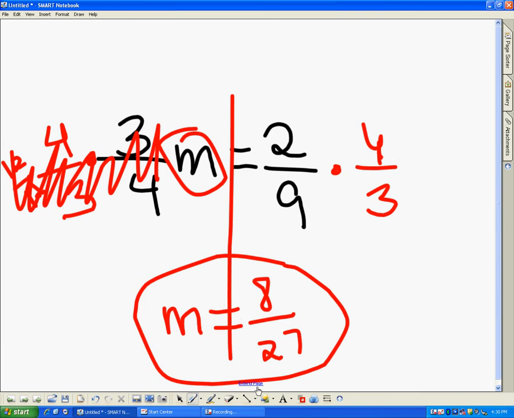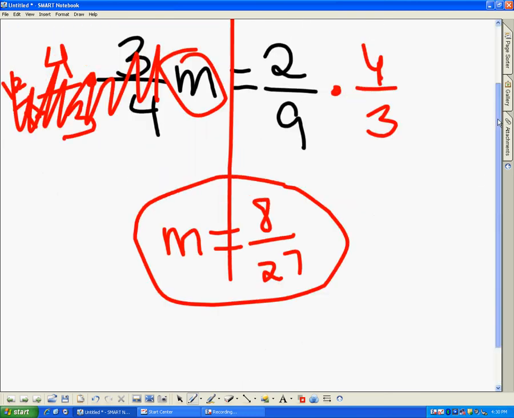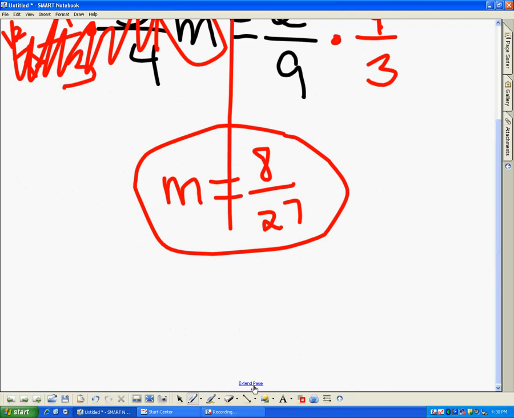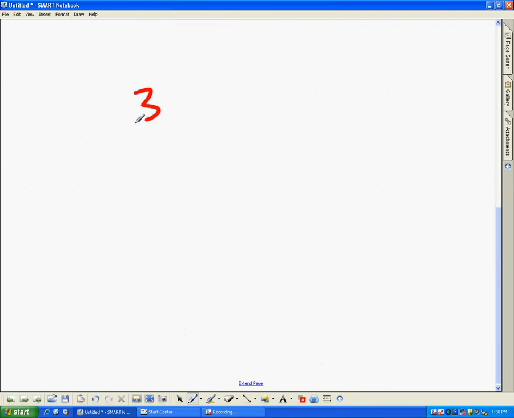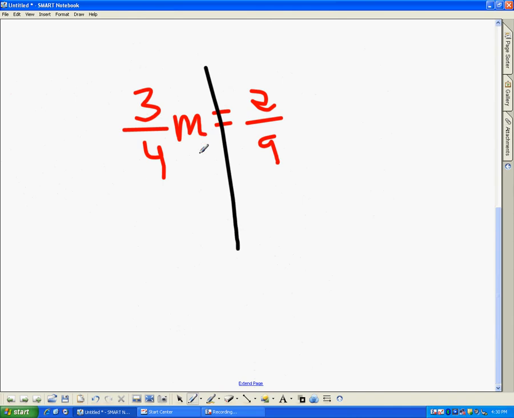If you prefer to think of it the other way, let's see, the problem was 3/4 m equals 2/9. So let me try another way. Okay, so if I have 3/4 m is equal to 2/9. If you want to think about it the other way, it just doesn't look as nice, but I just want to show you that it's essentially the same thing. 3/4 times m, it means I'm going to divide both sides by 3/4.